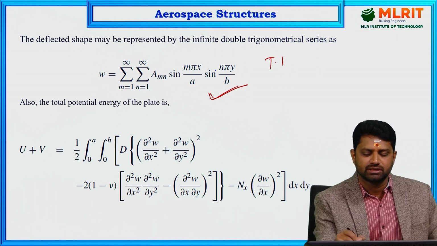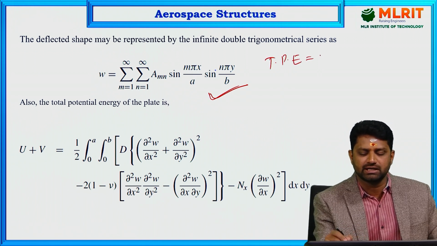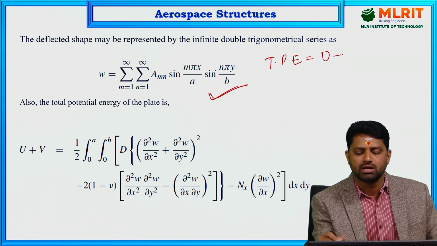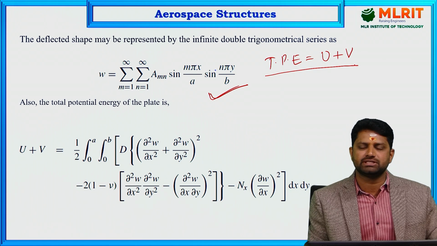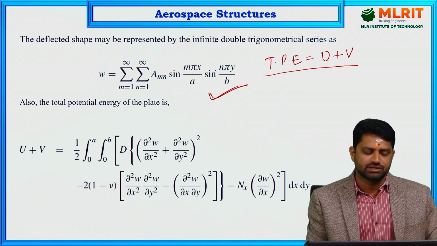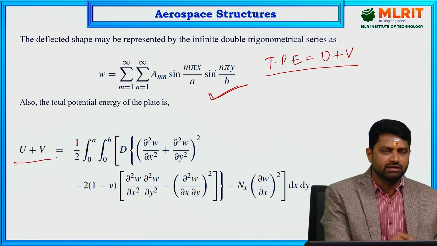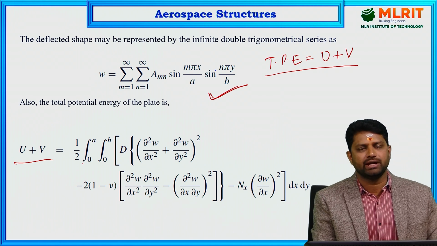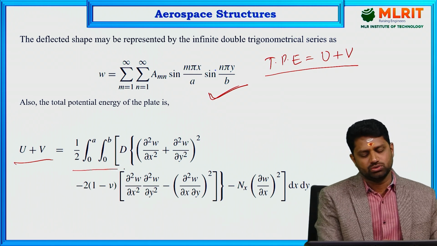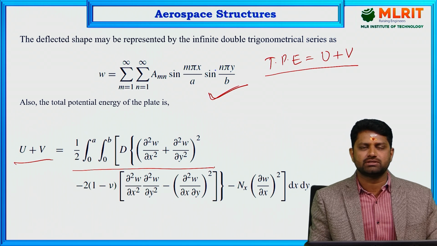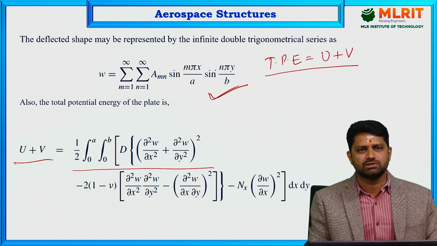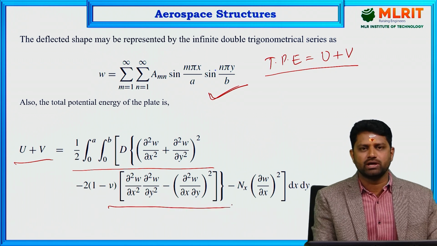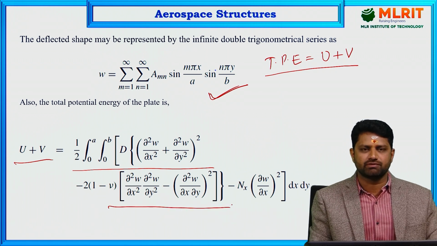The total potential energy, as we have seen in unit 1, is the summation of the strain energy stored plus the potential energy of the applied loading, that is U plus V. We have seen the formula in the previous session: U equals 1 by 2 integral 0 to a integral 0 to b of D times (dou square W by dou X square plus dou square W by dou Y square) whole square minus 2 into (1 minus nu) into (dou square W by dou X square into dou square W by dou Y square minus (dou square W by dou X dou Y) whole square).